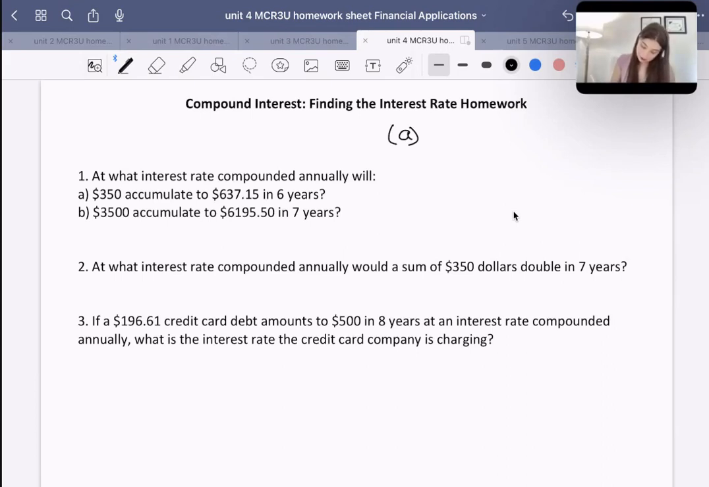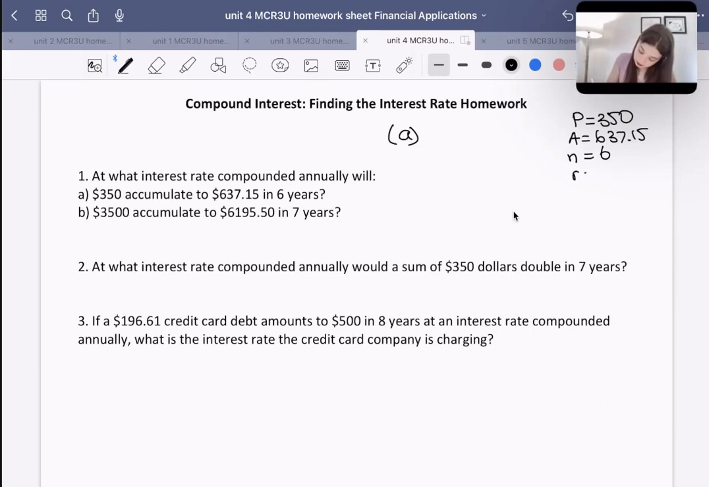Well, what do we know? We know that the principal is equal to 350. We know that the amount accumulated is 637.15, and we know that n is the number of compounding periods. In this case, it's compounding annually, which is once per year. So in this specific case, the number of years and the number of compounding periods are the same thing, so we can write 6 here. Now remember, that's not always the case, it depends, but whenever it says the interest rate is compounded annually, then it is the case. There's no need for a conversion.